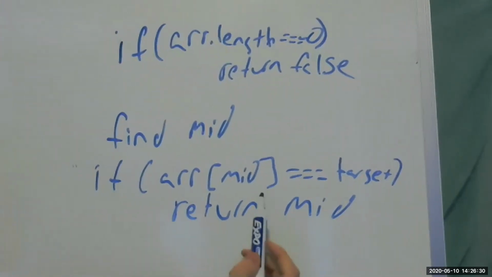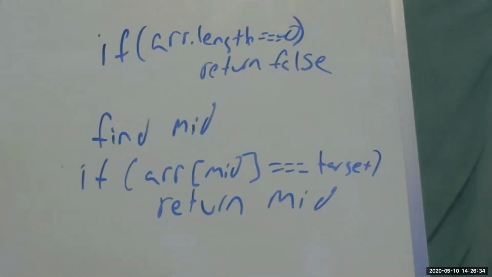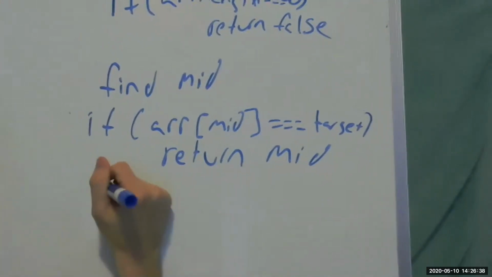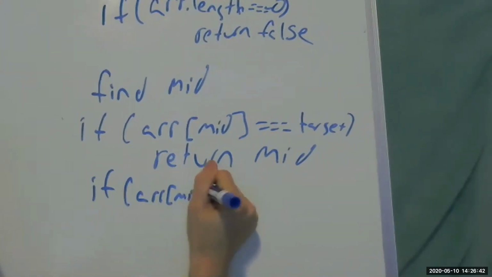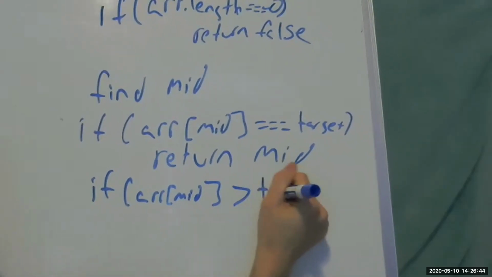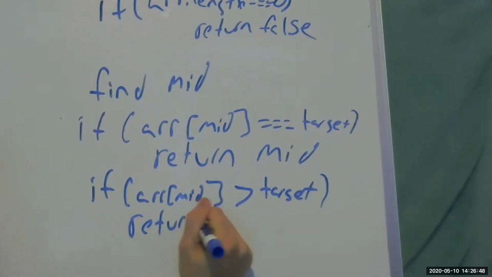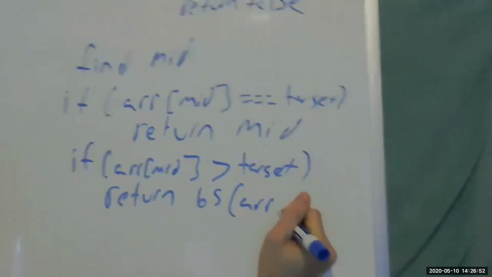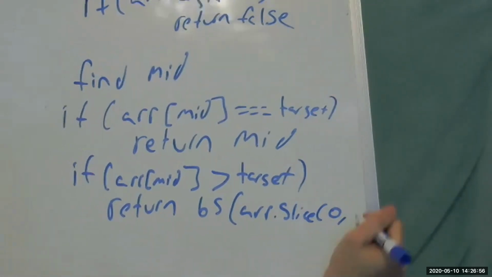If our array at mid is greater than the target, then we can just go ahead and return the left side. So if array at mid is greater than target, we can return our B search on our array, where we slice from 0 to the mid.